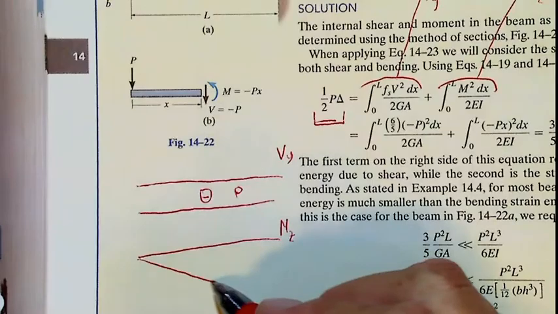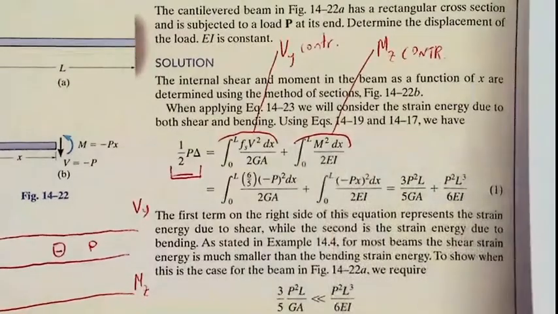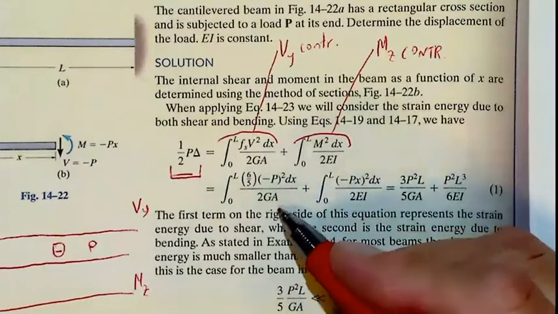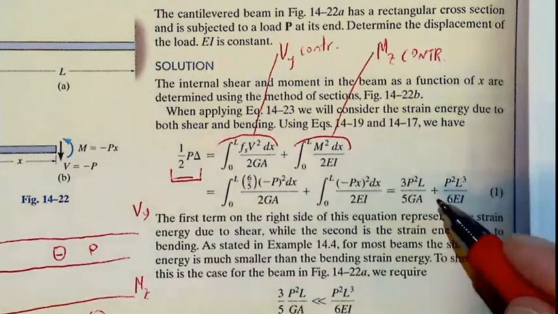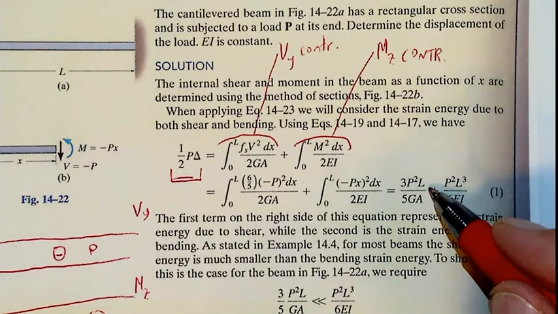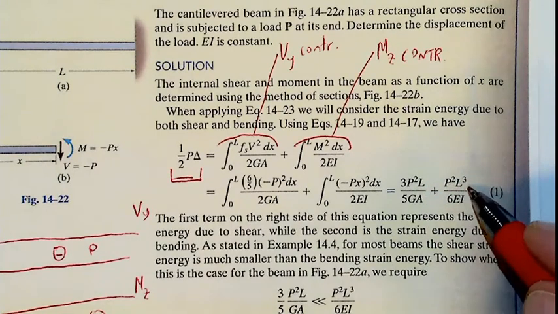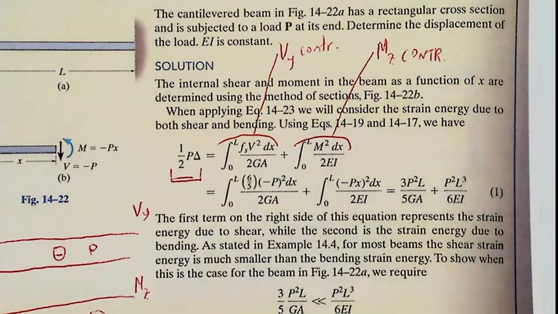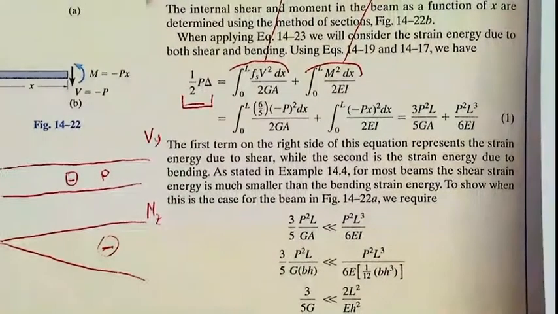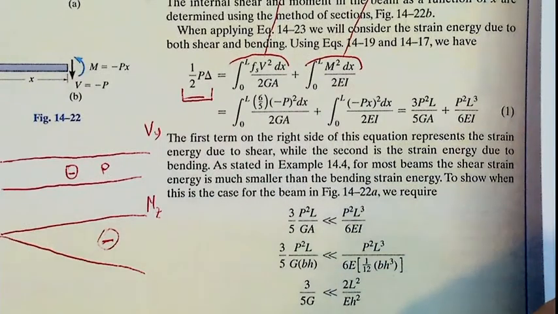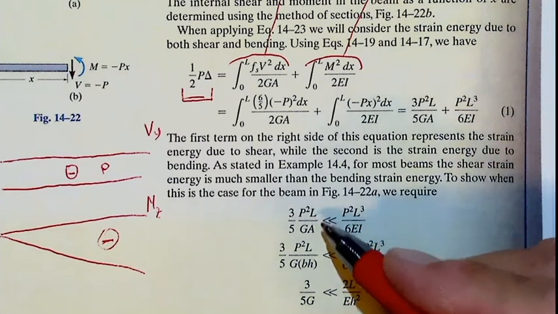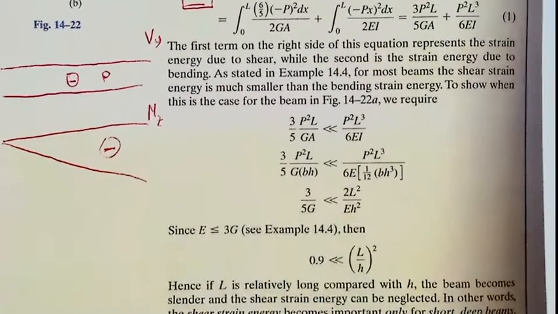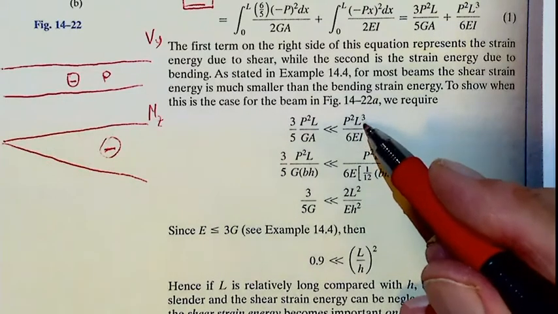Equals this. Okay? So we have minus P squared dx over GA. Here it will be minus P times x, that is this one, squared. So we get 6P squared L over 5GA, plus P squared L cubed over 6EI. Okay? Now, we see that this term is very small in comparison with this one. The shear term over 5GA is much smaller than P squared L cubed over 6EI.